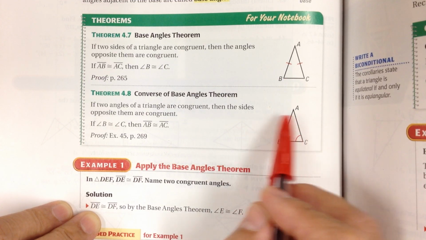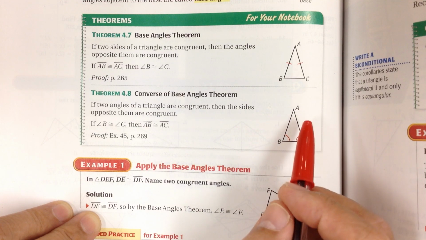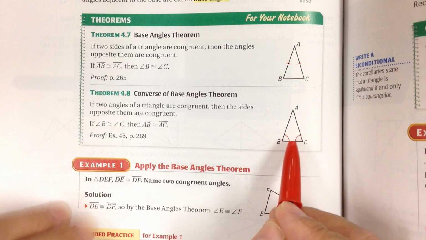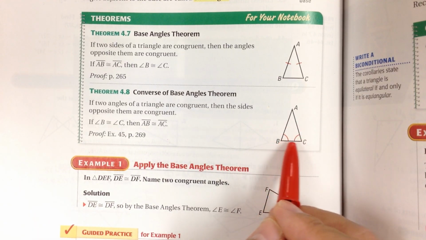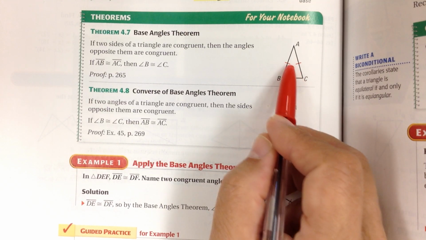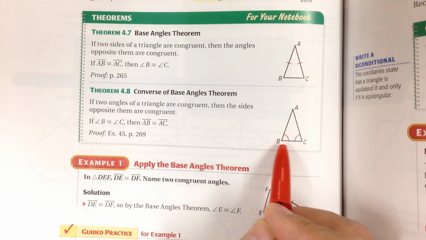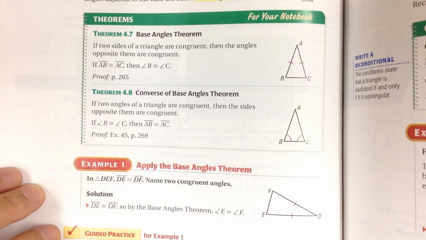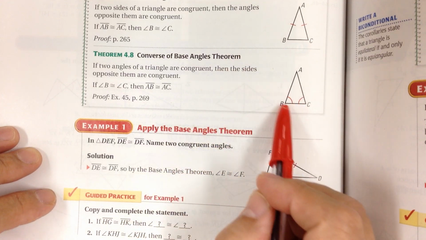So what it's saying is that the sides facing congruent angles are congruent, or the legs that are facing congruent angles are congruent. Over here, the angles facing congruent sides are congruent. Over here, the sides facing congruent angles are congruent. Okay. So again, instead of trying to memorize the name, you can just write down the content.